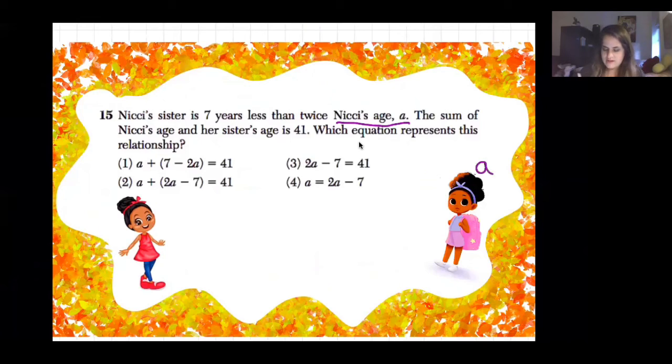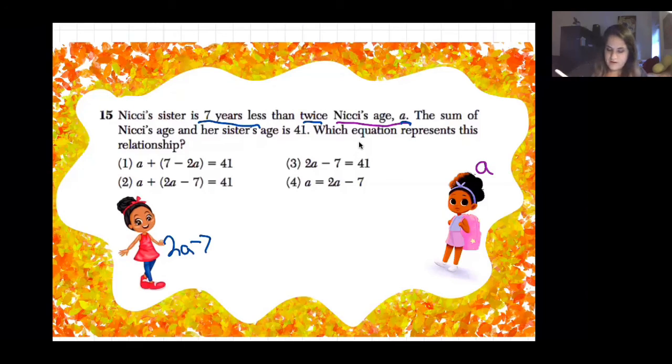So her age is A, and her sister, this girl here, I don't know her name, just Nikki's sister, is 7 years less. So I know it's going to be minus 7 twice Nikki's age, which is A. So twice A would be 2A. So whatever choice I pick is going to involve the 2A minus 7. And then let's read a little bit.